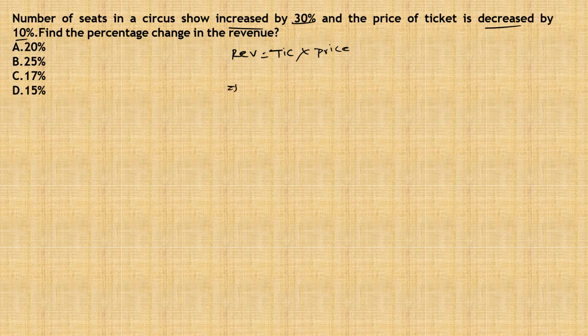I won't write the formula here, directly write number of seats are increased by 30%, that is an increase of 30, and the price of the ticket is decreased, that is 30 minus 10 plus 30 into minus 10 divided by 100, that is 20 plus minus 300 divided by 100. Then the effective change is 20 minus 3, that is 17% is the effective change in the revenue.